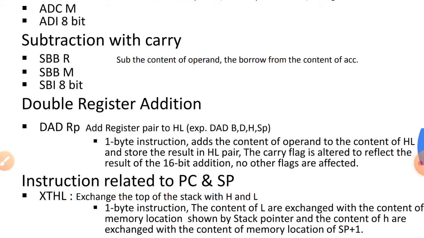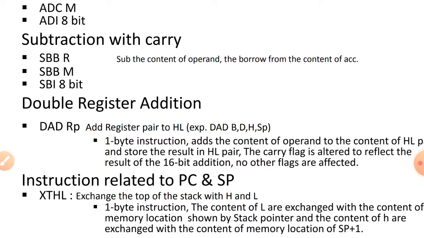Till now, the subtraction instruction we have studied is SUB R. What does it do? It subtracts the content of the register from the accumulator and the result is stored in the accumulator. Now what will this do? It will subtract the content of the register from the accumulator along with the borrow or the carry bit. So two things are going to be subtracted. One is the carry bit, the carry value, that is 1, as well as the content of the register R. These are subtracted from the accumulator and the result will be stored in the accumulator. Similarly, SBB M works. Similarly, SBI 8-bit works.